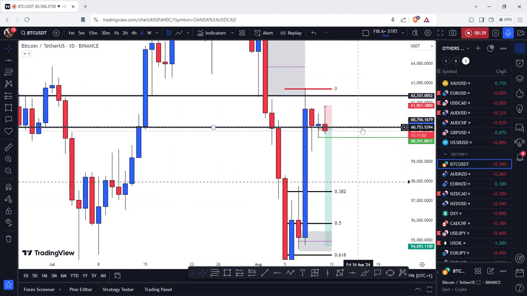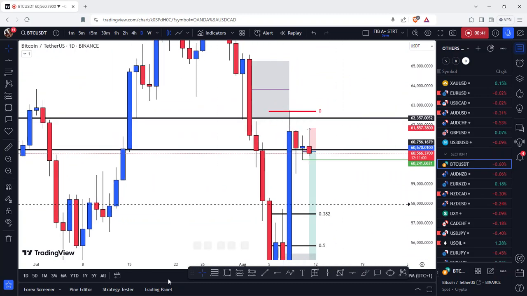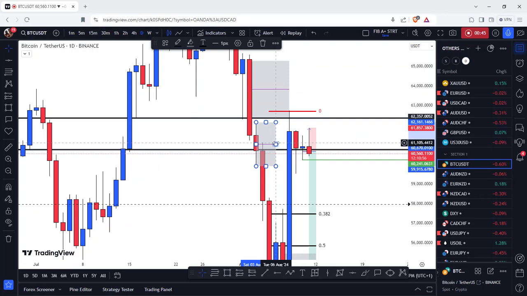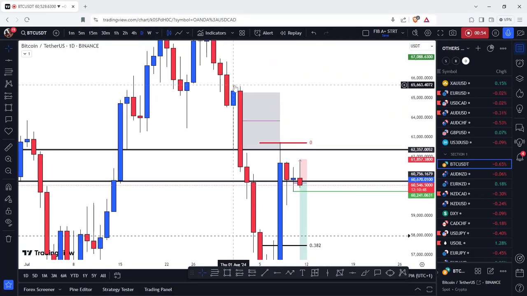We see a level of what? Imbalance and order block. You can see that this candle is an order block. Why? Because it has what? Inefficiency below. So this is what makes this candle an order block. And above it, what do we have? We also have a valid order block as well.